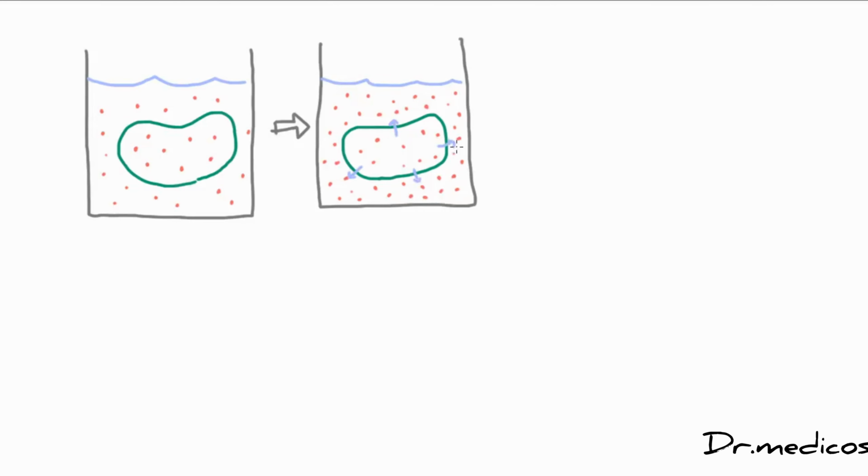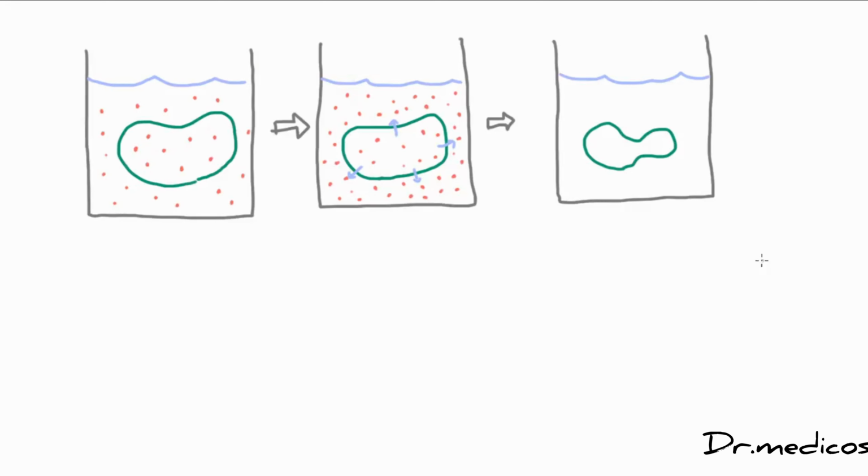Now fluid is going to flow out because of the osmotic pressure. And so now the cell is actually going to lose some volume. It's actually going to shrink down and shrivel up a little bit. And it'll reach equilibrium when the concentration of solutes outside and inside is once again equal.